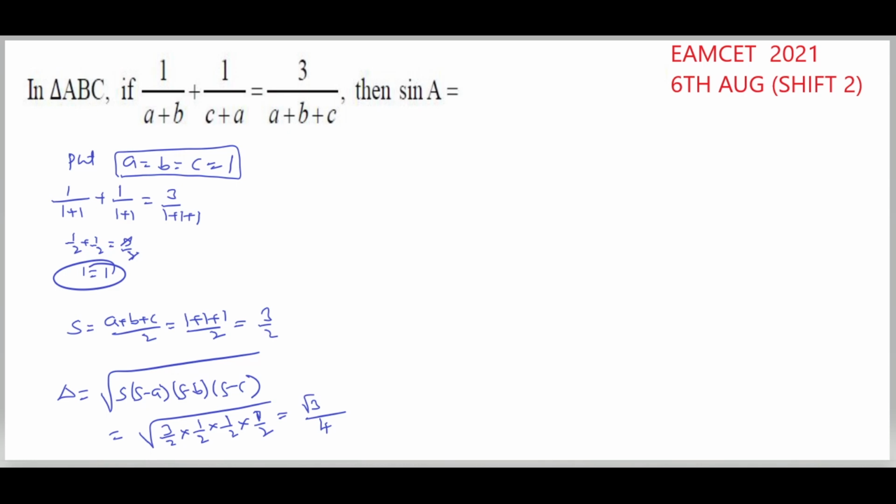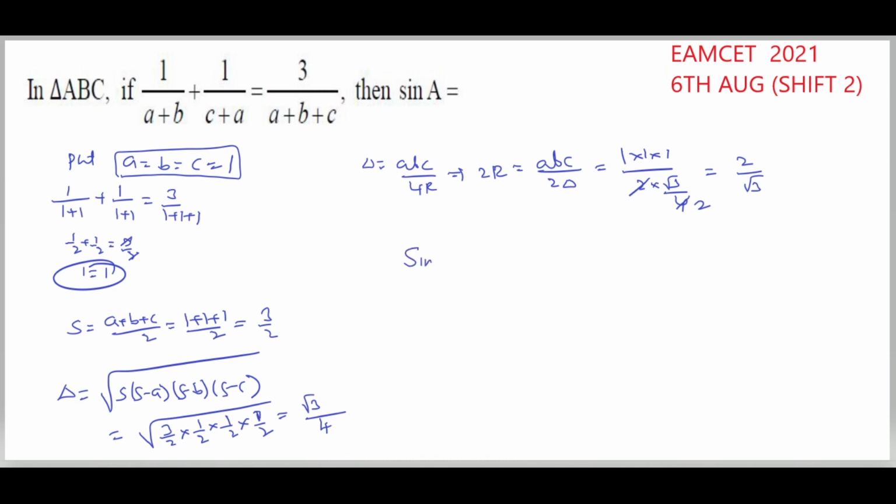We know that delta is equal to abc by 4R. From this, 2R is equal to abc by 2 delta. That is abc, 1 into 1 into 1, by 2 into delta. This is root 3 by 4. 2 times cancel. That is equal to 2 by root 3.